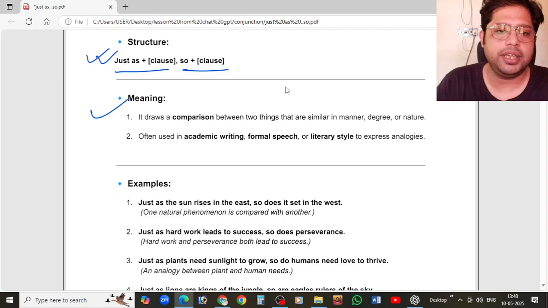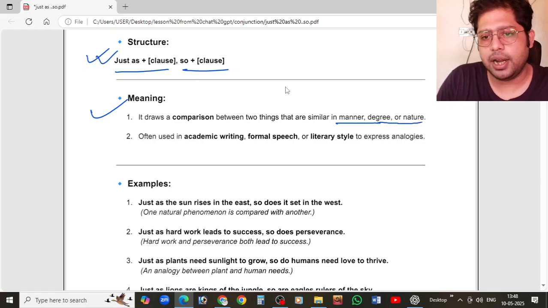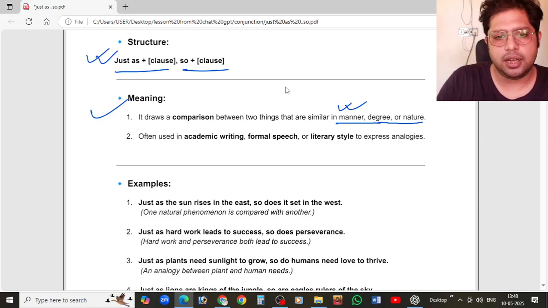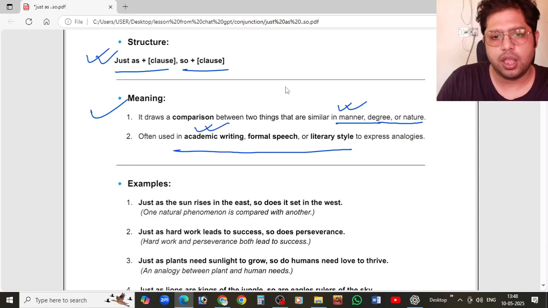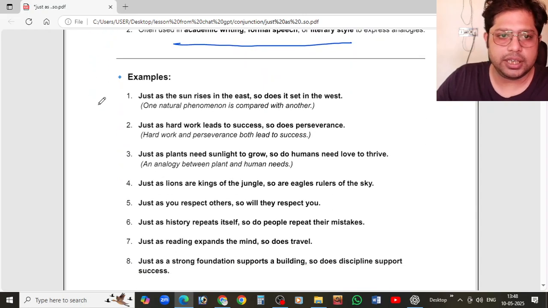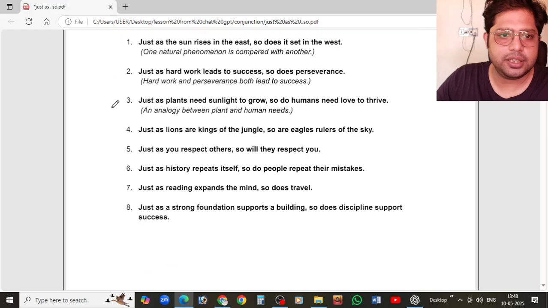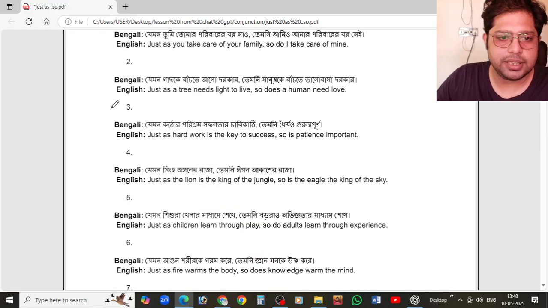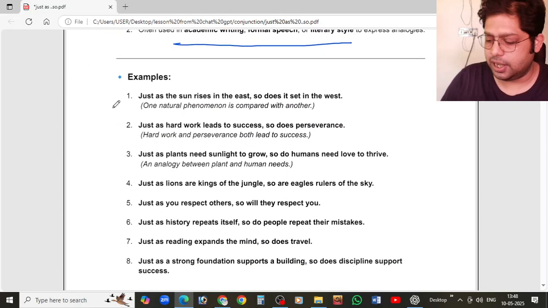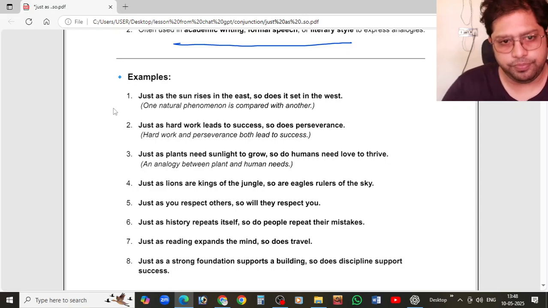What is the meaning of this? The meaning of this conjunction is that it draws a comparison between two things that are similar in manner, degree or nature. It is often used in academic writing, formal speech or literary style. These are not very important things; the most important thing is that we understand the use of this. Let's see some examples, and if you go through these examples, we'll get to know how this is used.